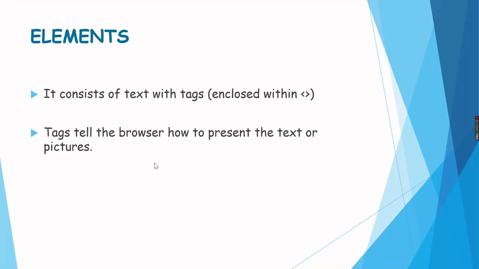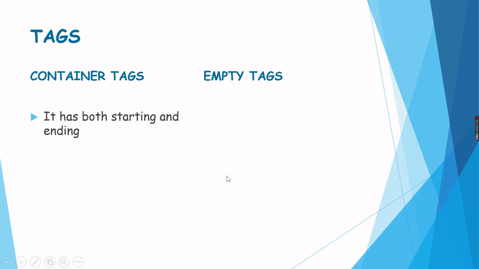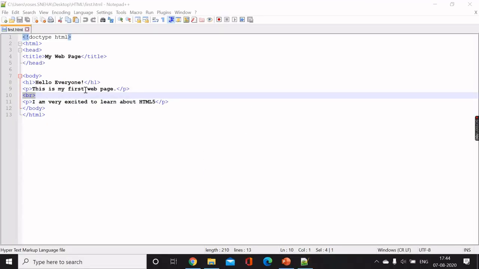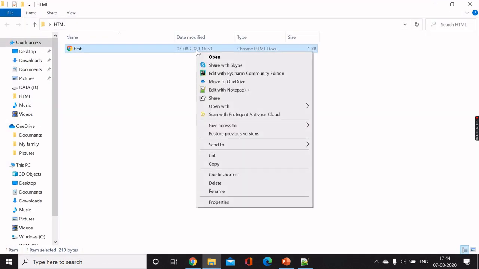The tags in HTML are basically of two types. One is the container tags and the other is empty tags. The container tags are the ones which have both a starting and ending tag, like the head tag, HTML or the body tag. Whereas the empty tags only have a starting tag, like the break line tag. In my sample document I have also used the BR tag and I will show you how it works in the web. Now let's open a file with Google Chrome or Internet Explorer.